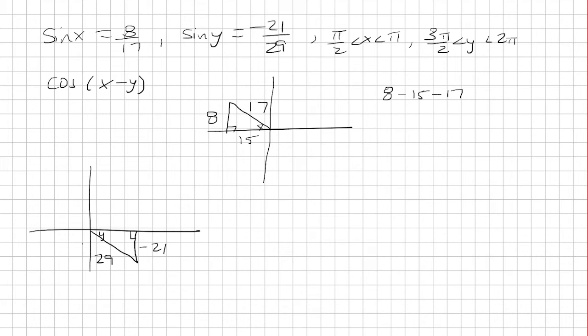And here, this one you have to use the Pythagorean theorem. We'll say a squared plus negative 21 squared equals 29 squared. So 29 squared is 841. And then 21 squared is 441. So you subtract those, you get a squared is 400. So a has to be 20.